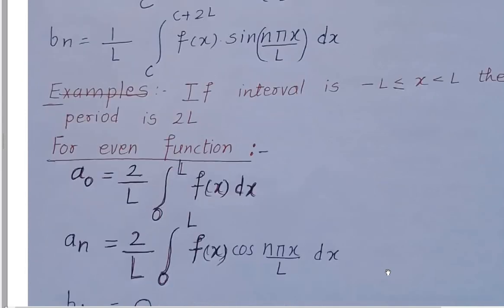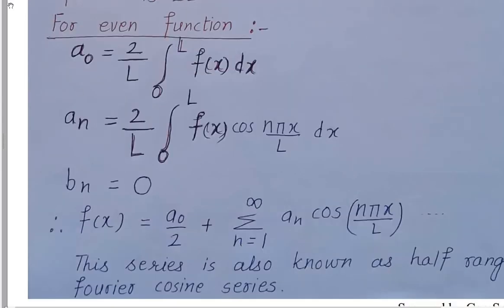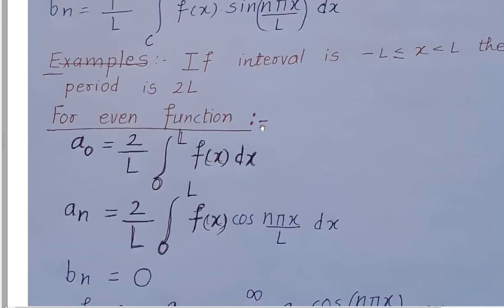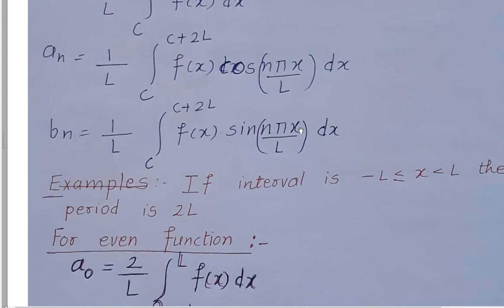If the function is even, then we need to calculate only two coefficients. a0 is equal to 2 by L times the integral from 0 to L of f of x dx, and an is 2 by L times the integral from 0 to L of f of x cos n pi x by L dx. The bn coefficient becomes 0 because in bn it is f of x multiplied by sin n pi x by L. If f of x is even, even multiplied by sine function, which is odd, gives odd.